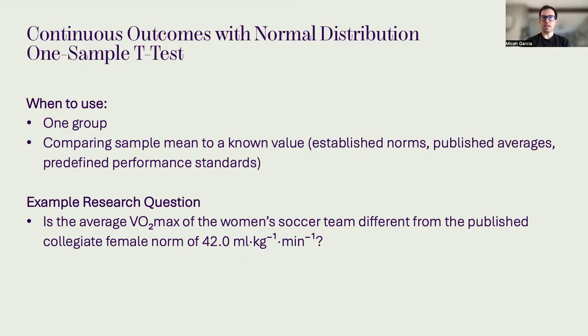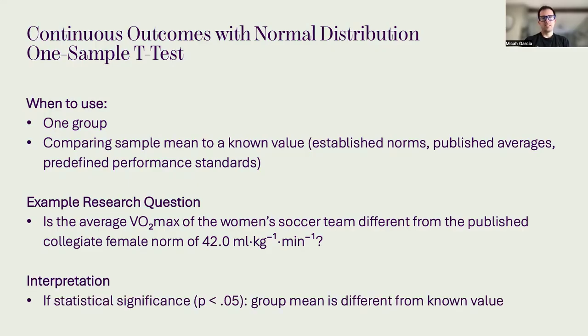An example research question that would require a one sample t-test is: is the average VO2 max of the women's soccer team different from the published collegiate female norm of 42 milliliters per kilogram per minute? The one group is just the women's soccer team, and we're comparing the mean value of their VO2 max to a previously known value of 42 milliliters per kilogram per minute.